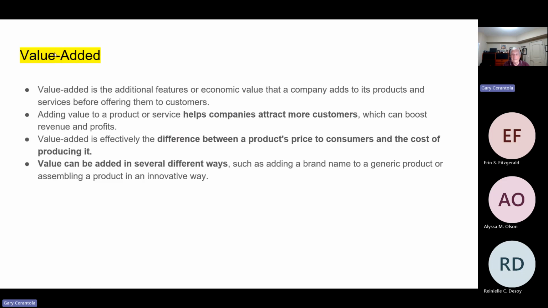So value added, well, it's got a lot of advantages in terms of additional features or economic value. It helps companies attract more customers. It's a difference between a product's price to consumers and the cost of producing it. And the value can be added in several different ways. Just the fact that you have a great world brand will bring added value. People will pay more for it because people know that.